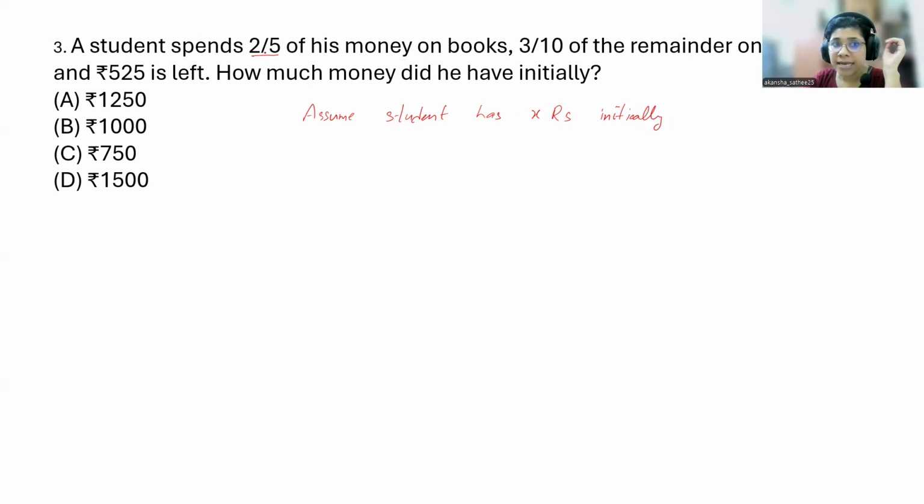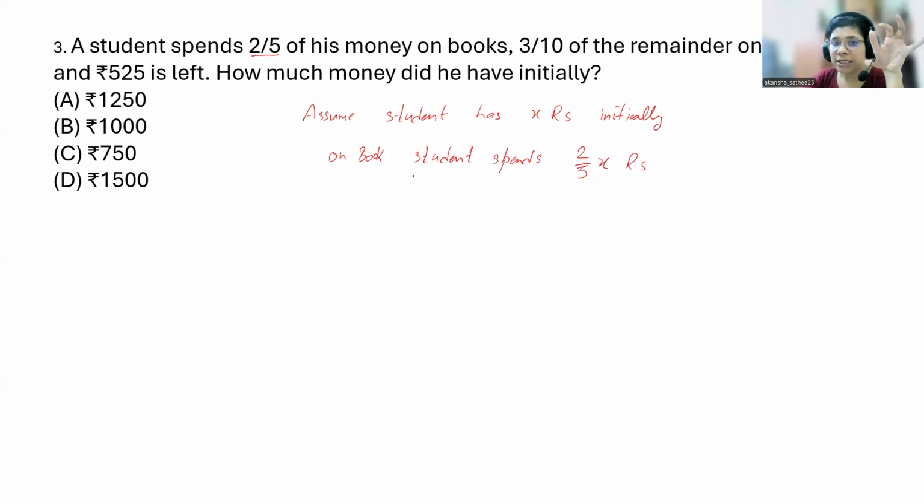Now the student spends two-fifths of his money on books. So how much money has he spent on books? On books, the student spent 2 by 5 of the total money. Total was X. 2 by 5 X rupees he has spent on books.